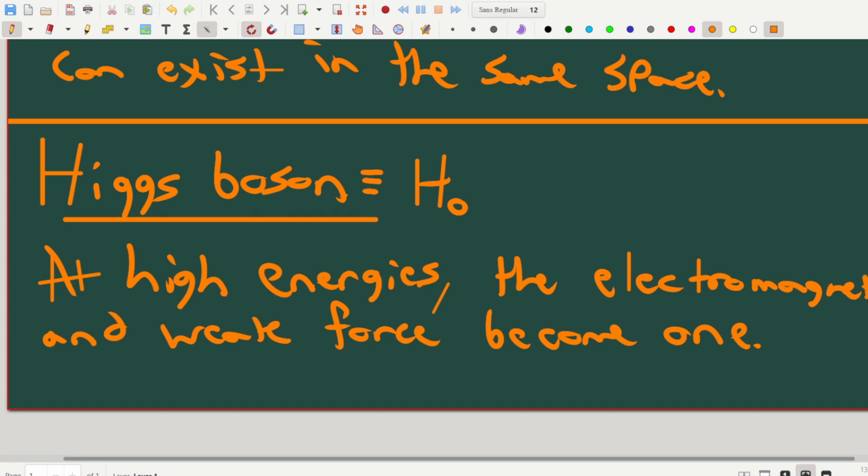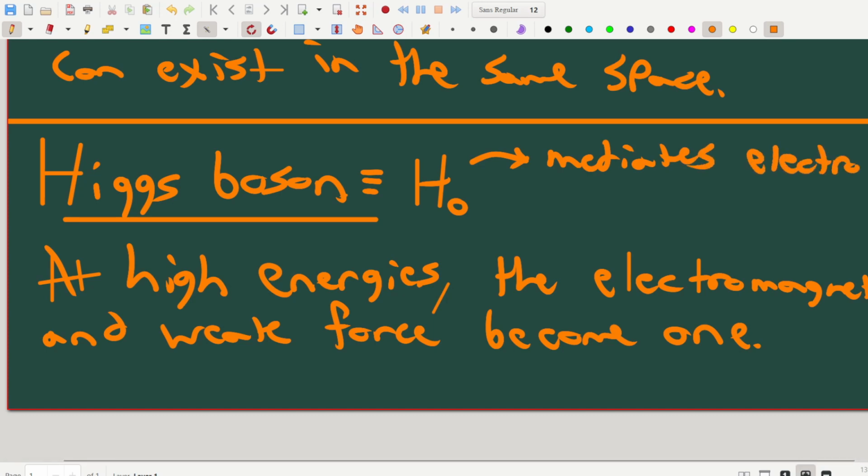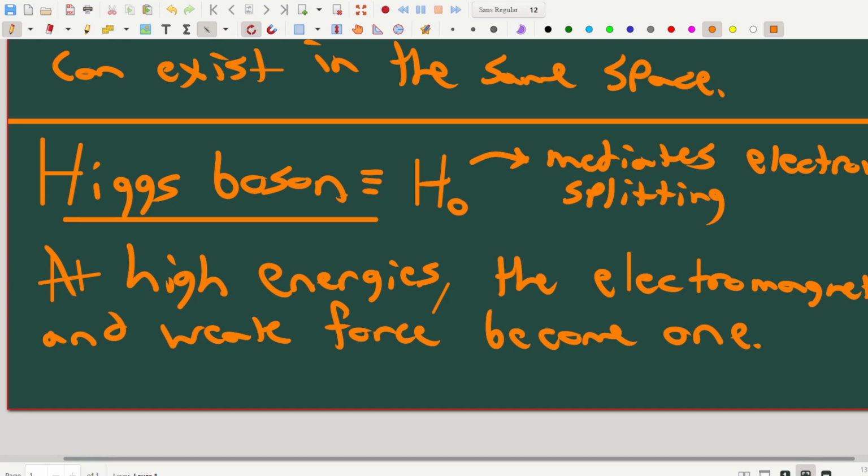There has to be something that mediates that breaking apart, a mechanism that causes the electroweak force to split at low energy into the electromagnetic and the weak forces. And that's the Higgs boson. The Higgs boson is the particle that mediates the electroweak splitting. And the energy or the mass of this particle is on the size of the interaction.